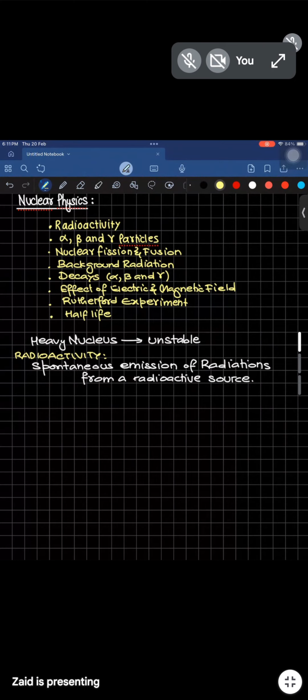So in radioactivity, there are two very common phenomena: nuclear fusion, and the other one is nuclear fission. Nuclear fusion is the combining of atoms. Smaller nuclei are going to get combined together to form a larger stable nucleus. But this is not a very common process.